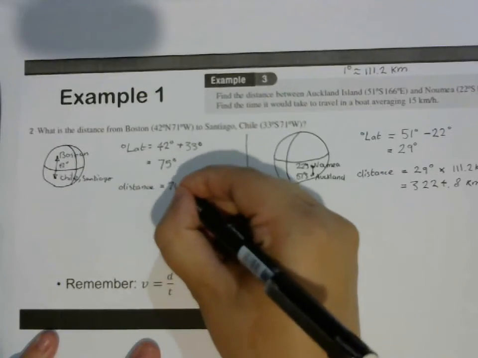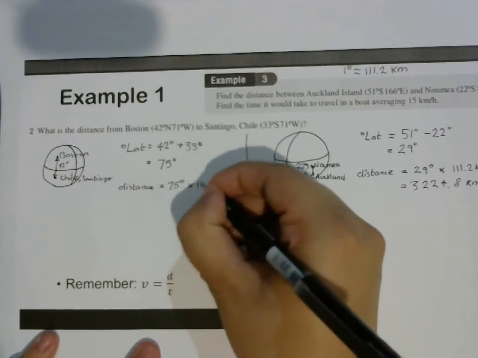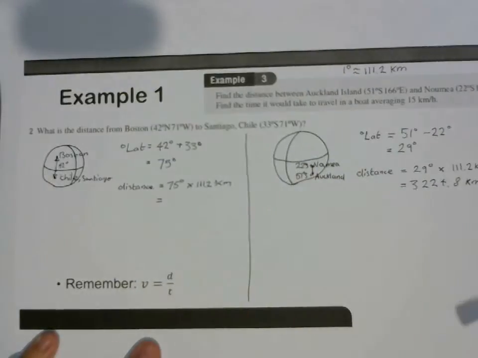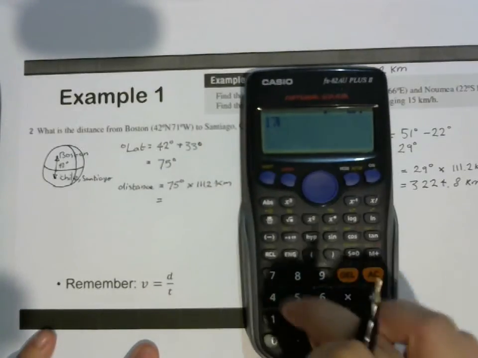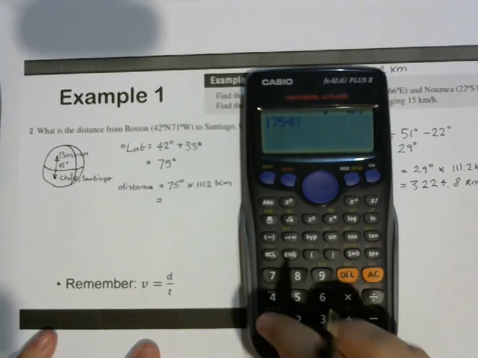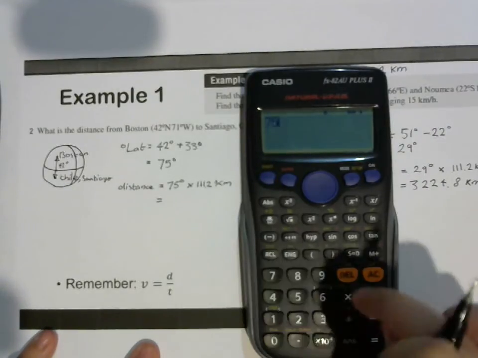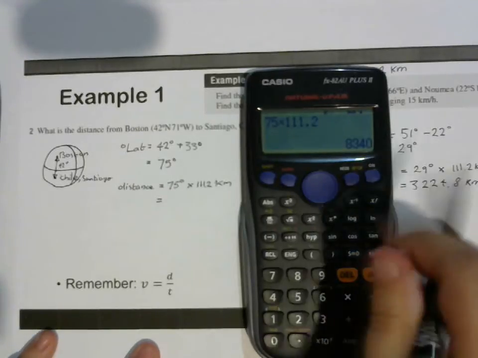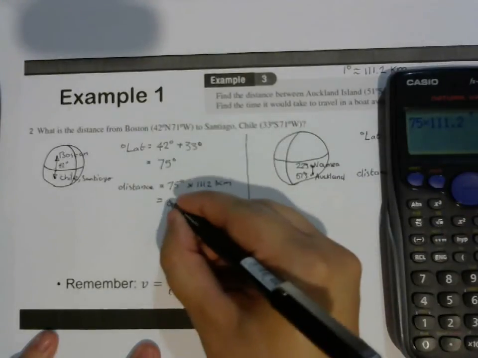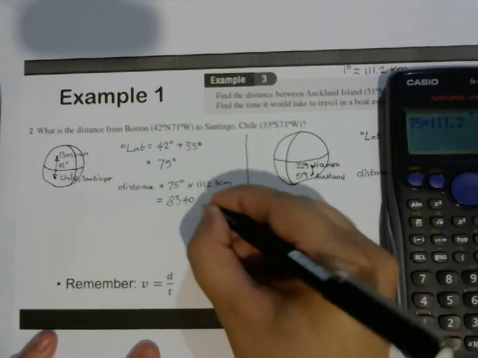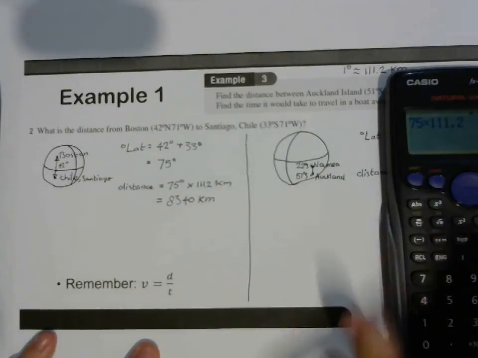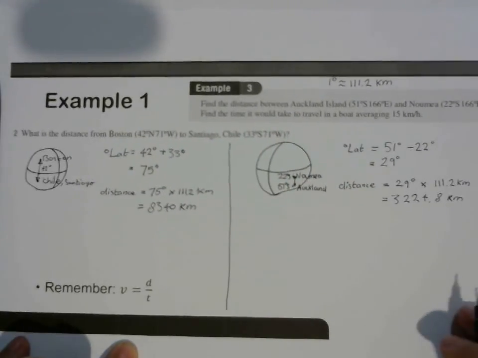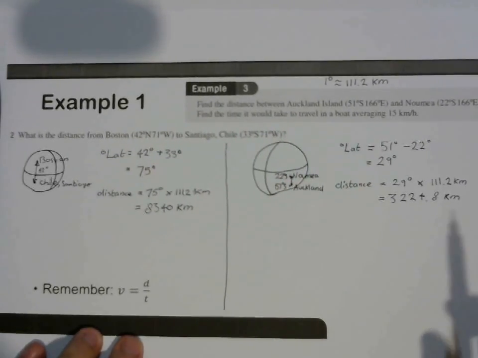is going to be 75 degrees times 111.2 kilometers, which is, grab my calculator, 75 times 111.2 equals 8,340 kilometers. And that is how you calculate the distance using latitude.